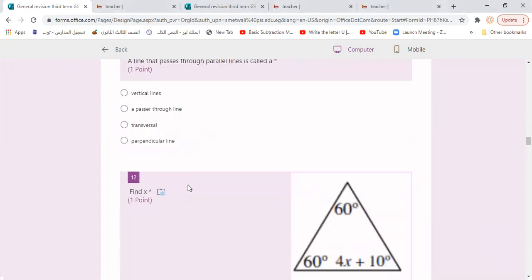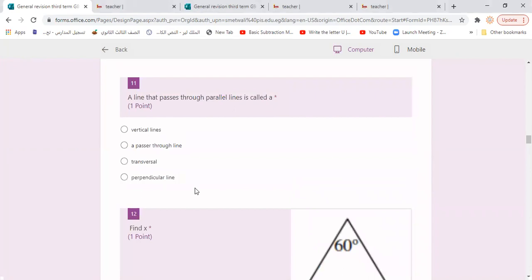Let's move to the next question. A line that passes through the parallel lines is called what? Who will answer? Kinsey. The third one, transversal. Thank you, Kinsey.